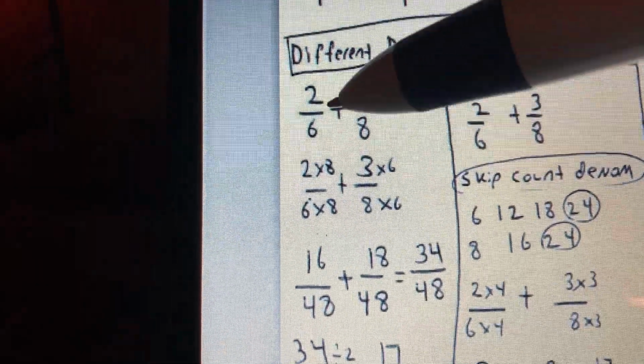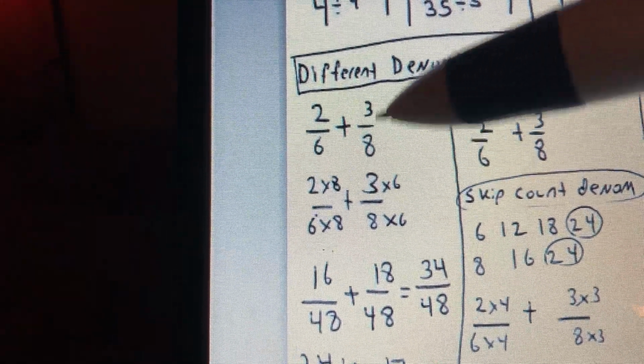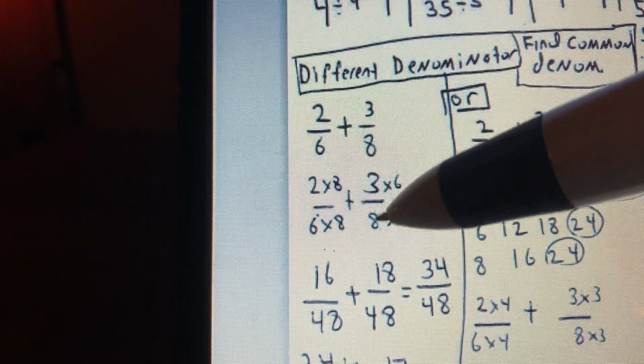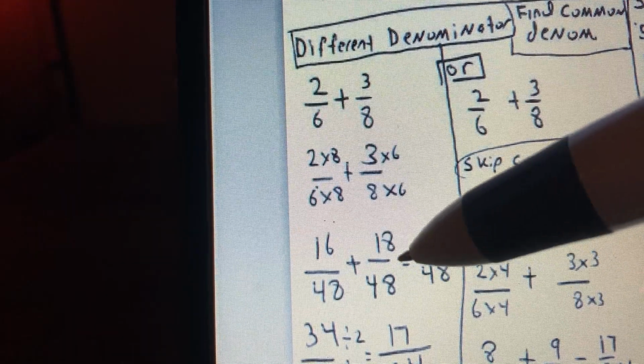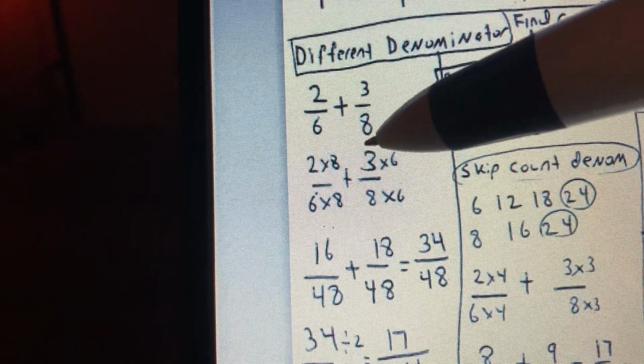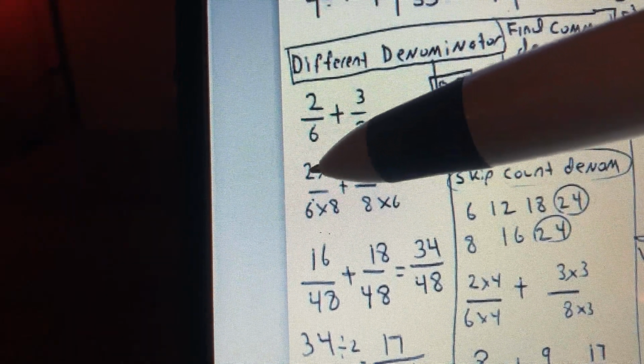Well, one way to do it is to go 6 times 8, take the bottom two numbers and multiply them together, and notice you got 6 times 8, and then 8 times 6, because you're multiplying them together, and you get a 48 down here, right? What you do to the bottom, you do to the top. If you went 6 times 8 here, you got to go 2 times 8 on the top.